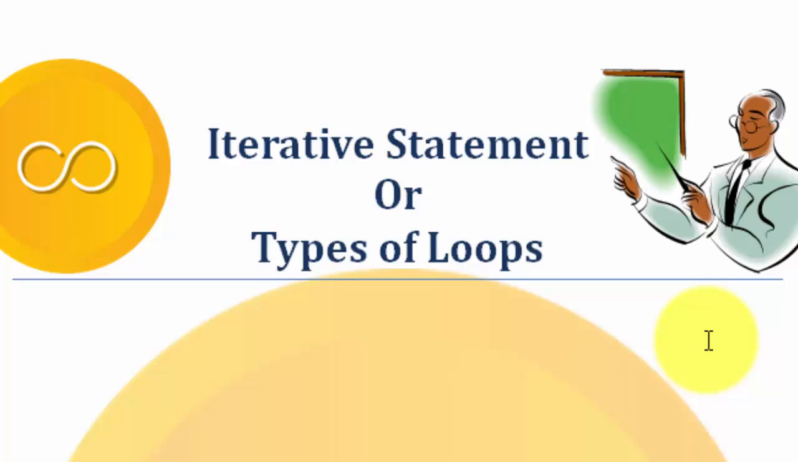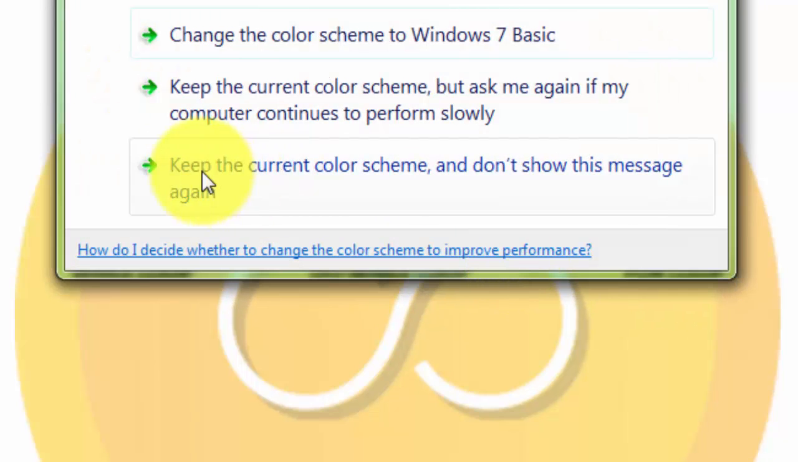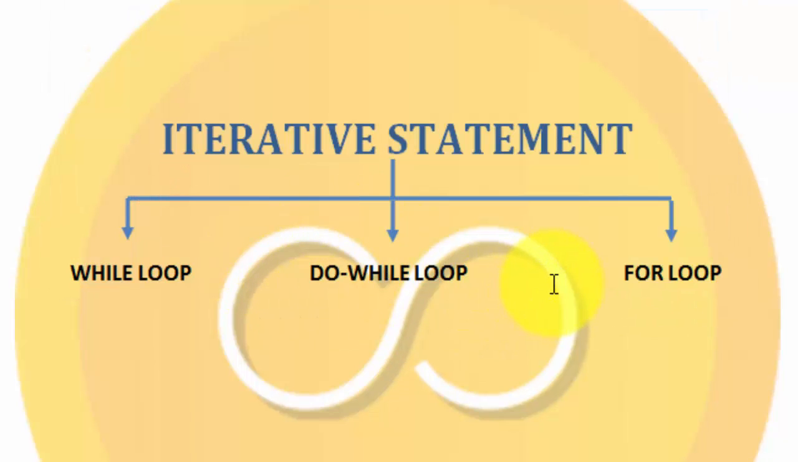C language supports three types of iterative statements, which are also known as looping statements, which I had shown you here in this place. The iterative statement is basically divided into three parts: while loop, do while loop, and for loop. So now let's start with the while loop.